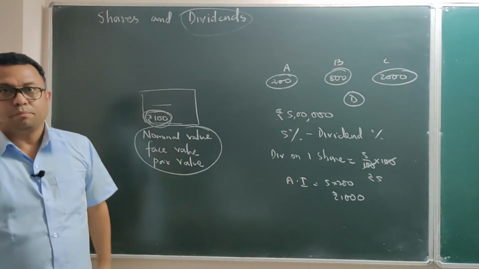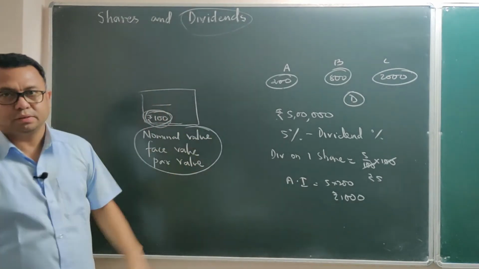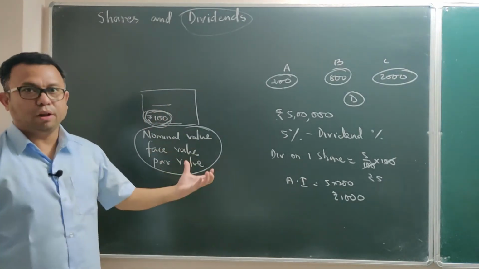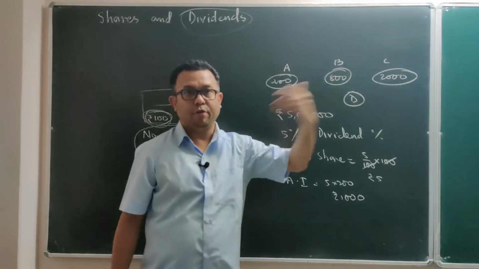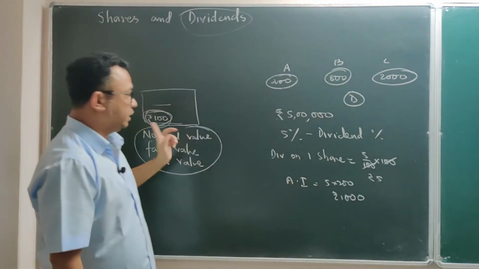Now this person D had not purchased it initially. Now he wants to buy it after 5 years. But now the company is doing very well. Now these people are getting profit every year. Now D is also interested in buying the share, but now the shares are not available here.